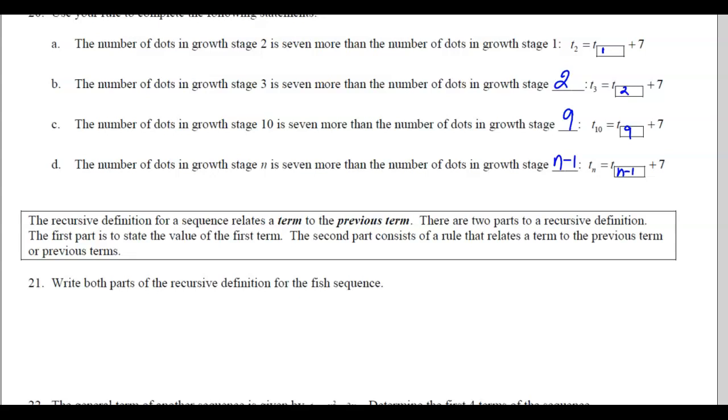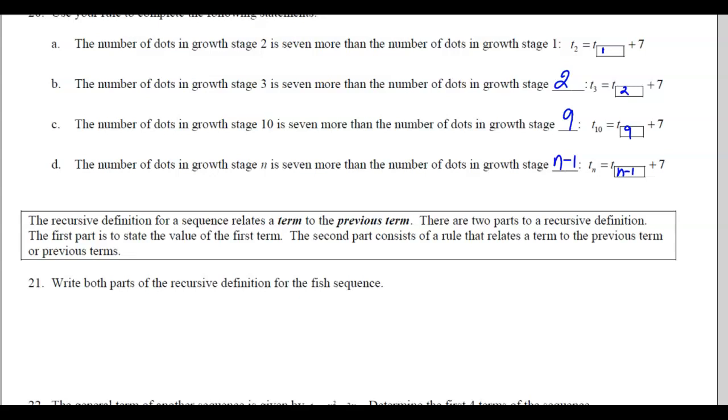Okay, the recursive definition for a sequence relates a term to the previous term. There are 2 parts to a recursive definition. The first is to state the value of the first term. If you don't know what the first term is, you can never get any other terms. Right? You don't know where to start. The second part consists of the rule.